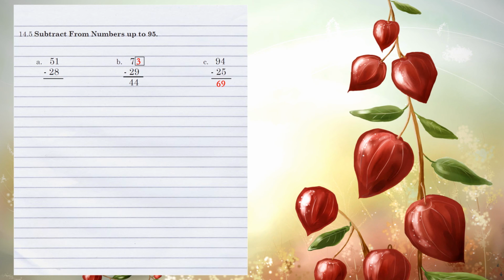Unit 14.5. Subtract from numbers up to 95. Let's look at example A. If we look at our ones column, you cannot subtract 8 from 1. So we borrow from the 5 and make it a 4. Take that 10, add it to the 1, make it an 11. 11 minus 8 is 3. 4 minus 2 is 2, for a final answer of 23.